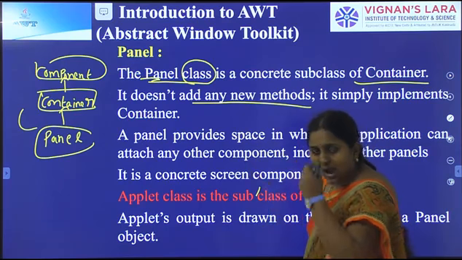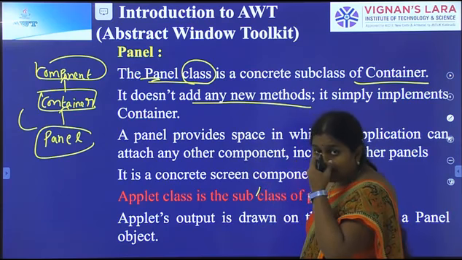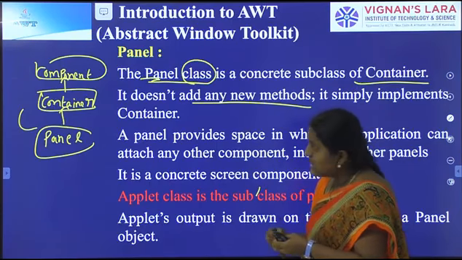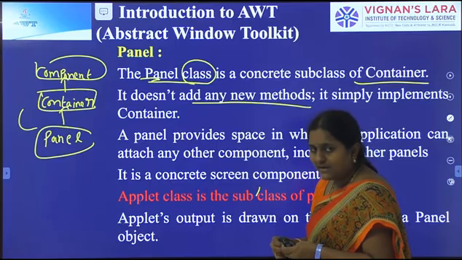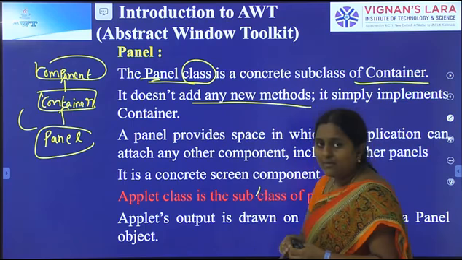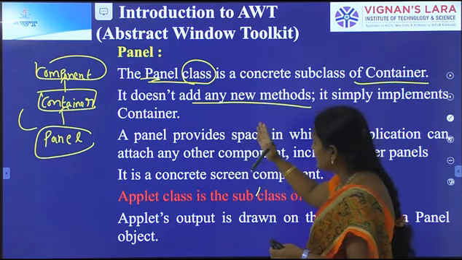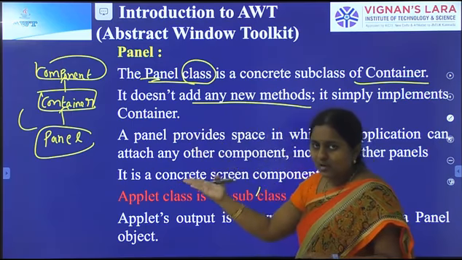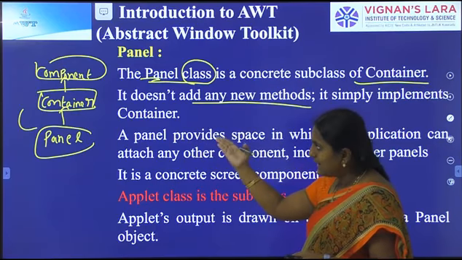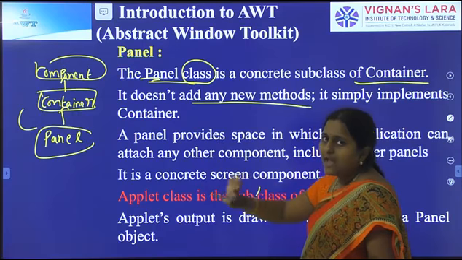The container class has some of its own methods and some of its own data members. So here panel is derived from container. Generally every subclass has its own data members and member functions, but the panel does not have any new methods. Simply it implements the container. So the methods available in the container class are the ones used by the panel class.